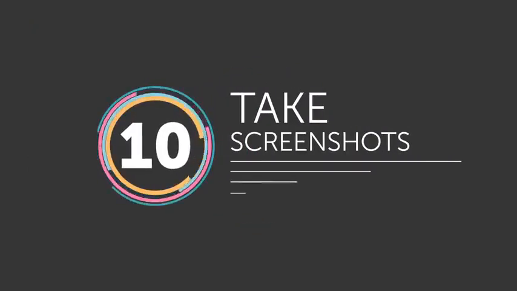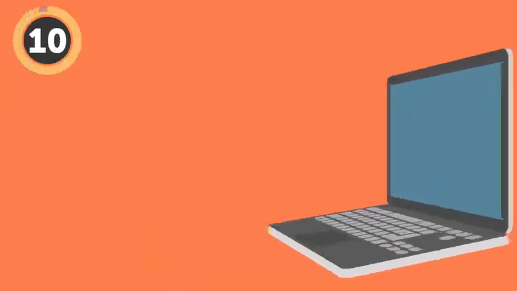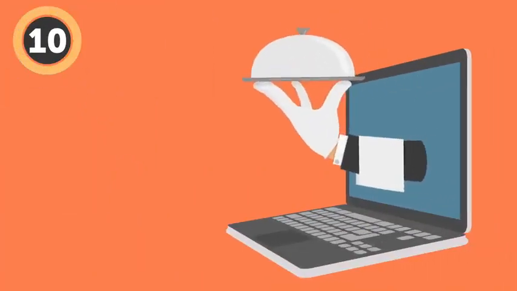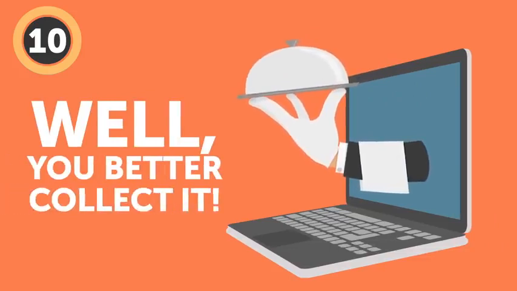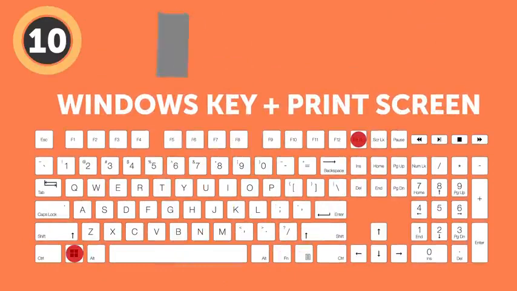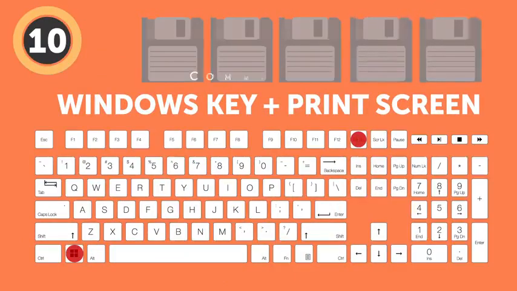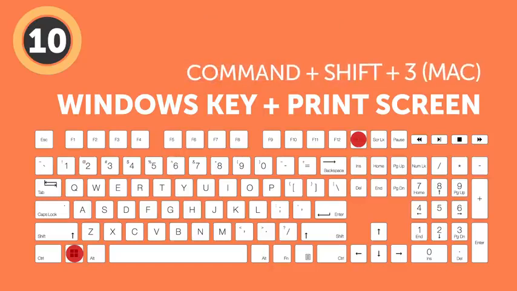Number 10. Take screenshots. Oh, you found that tiny evidence. Well, you better collect it. Use the Windows key plus Print Screen to take a screenshot and immediately save it in the image folder on your hard drive. Mac also lets you take screenshots by pressing Command plus Shift plus 3.